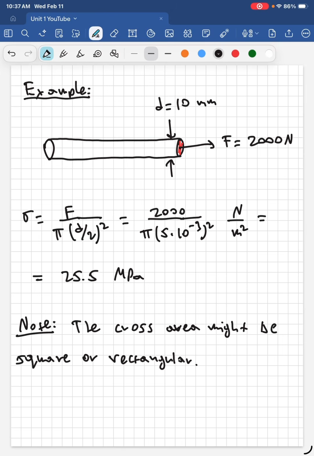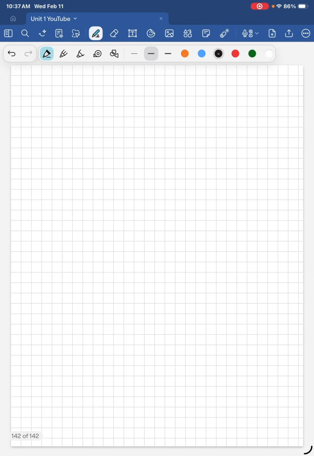Okay, so if something like that happens, don't panic. It's the same idea. Stress is force per area. You calculate the cross-sectional area and you move on. Okay, so that was stress.